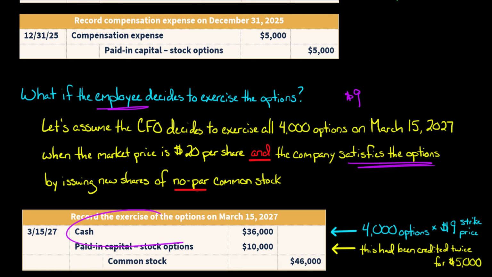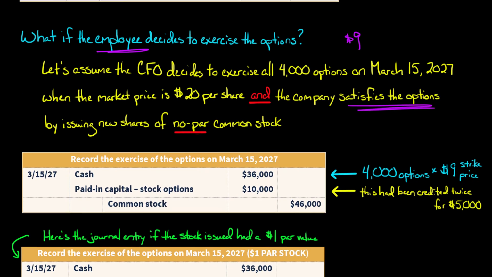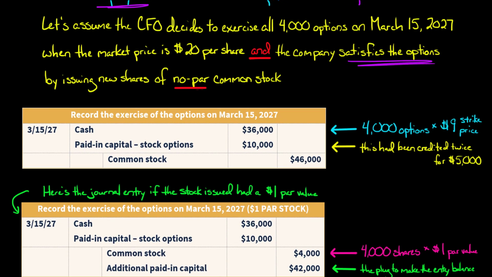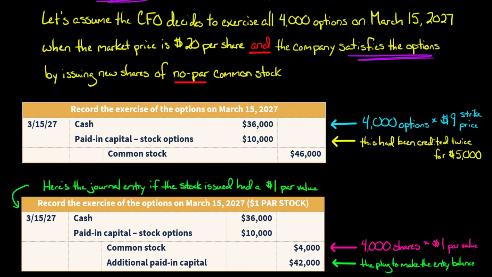So again, the company's got to debit cash, strike price times the number of the options exercised. They're going to get rid of the paid-in capital account associated with the stock options, and we're going to credit common stock. Now, just one additional step: what if it's not no par? What if the common stock being issued has a par value of $1? Well, in that case, now we've got the company issuing 4,000 shares times $1 par value per share.